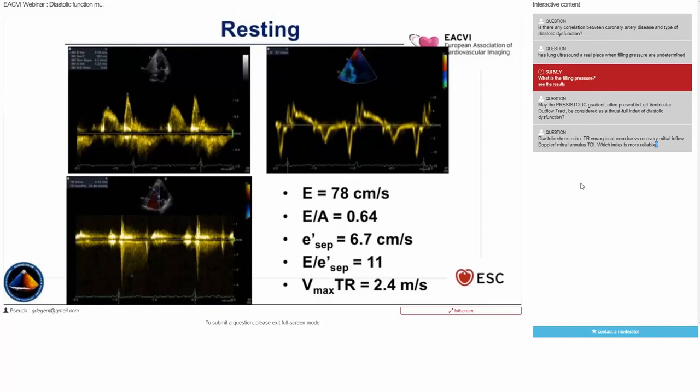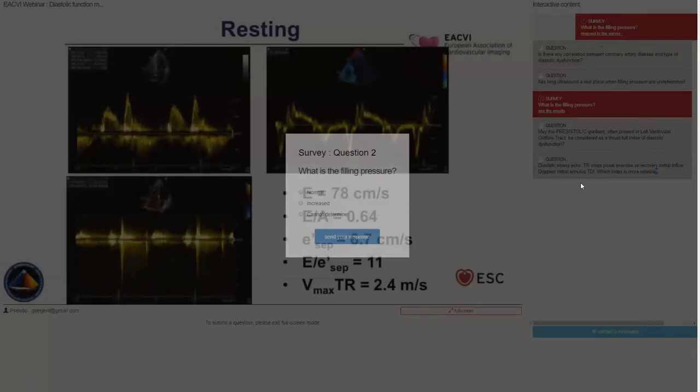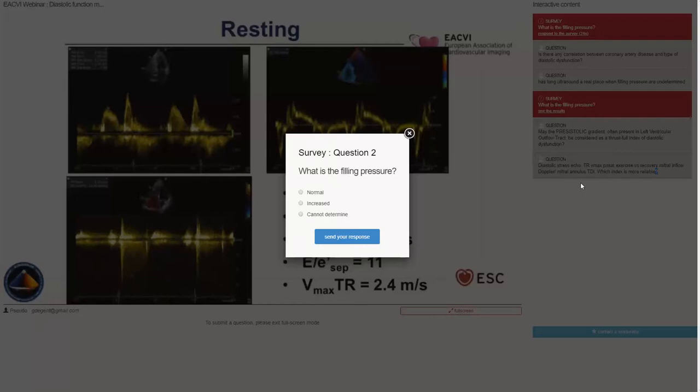If you then move to Doppler data, you see the mitral inflow looks like delayed relaxation with an E over A of 0.64. E prime is reduced below 7 at the septal level, 6.7 centimeters per second. So if you calculate the E over E prime using the septal side, it comes up at 11. And the peak velocity of the TR jet is normal, 2.4.